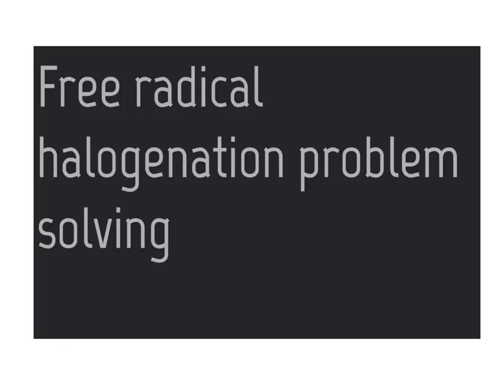In this session, we're going to solve example problems related to free radical halogenation reactions. This includes halogenation at the allylic position of alkenes and also halogenation of alkane molecules. We're going to do a couple of examples to illustrate each of these different situations.